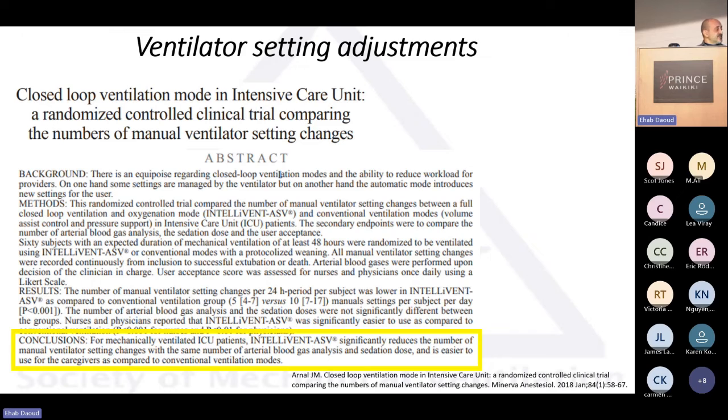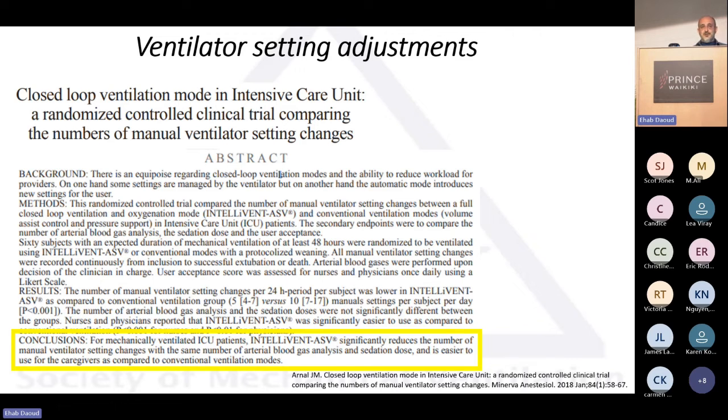This is about ventilator settings. Again, all that it shows is that, for you as a respiratory therapist or a clinician, it reduced the amount of times you have to change the ventilator, which is what you really want. I know some people get scared. It's like, well, if the ventilator takes over, it'll take over my job.